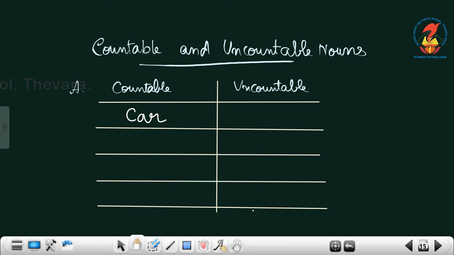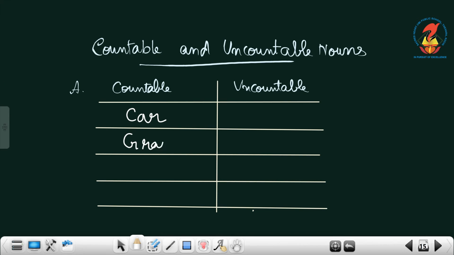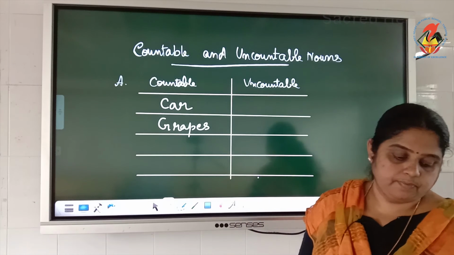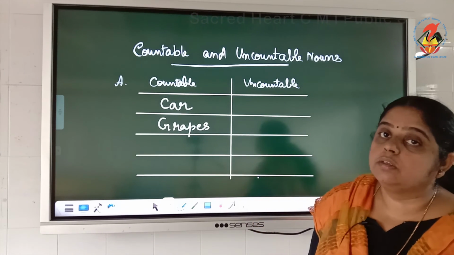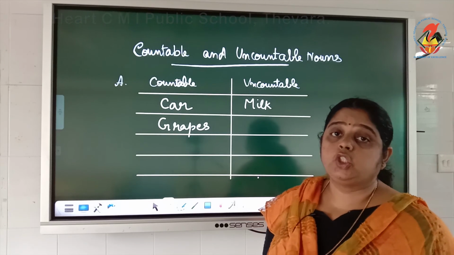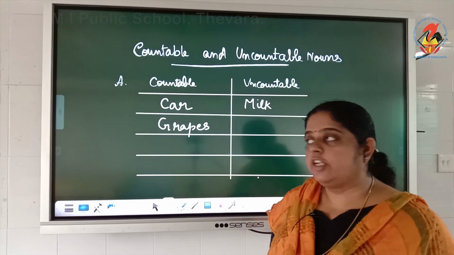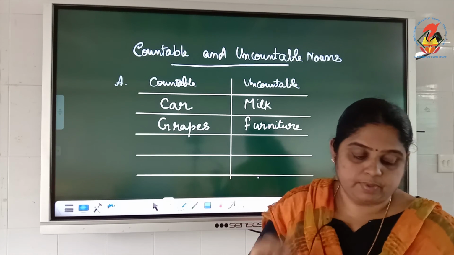Then, what about grapes? Yes, grapes are also countable. How many grapes are there in a bunch? You can count it. Then, what about milk? Is milk a countable noun? No, it's uncountable. You cannot count it. What about furniture? Just now I told you, furniture is supposed to be an uncountable noun in English. You can count table and chair and all those things, but furniture is uncountable.